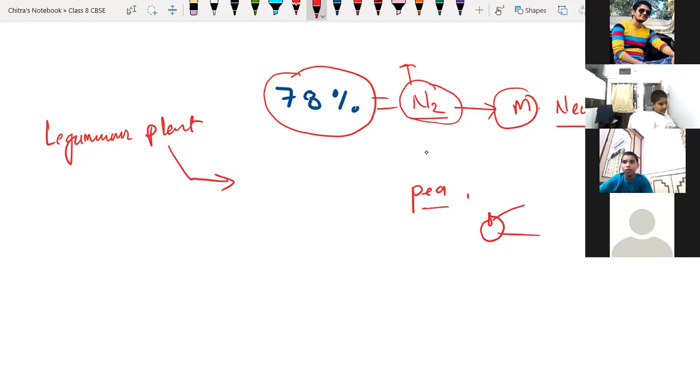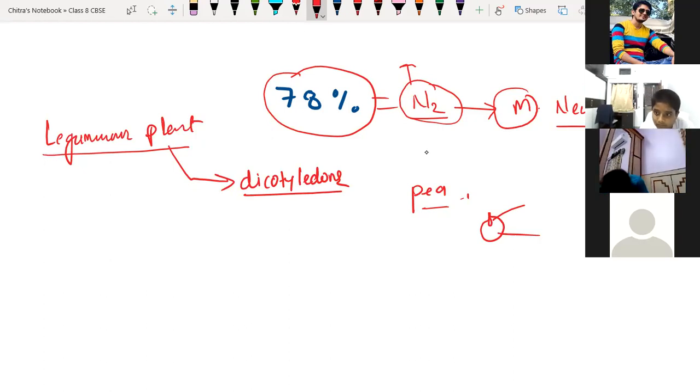Yes, sir. So such plants are called dicotyledons. And these dicotyledon plants are called leguminous plants. I'm just making you understand what dicotyledon plants are, and that they are also called leguminous plants.